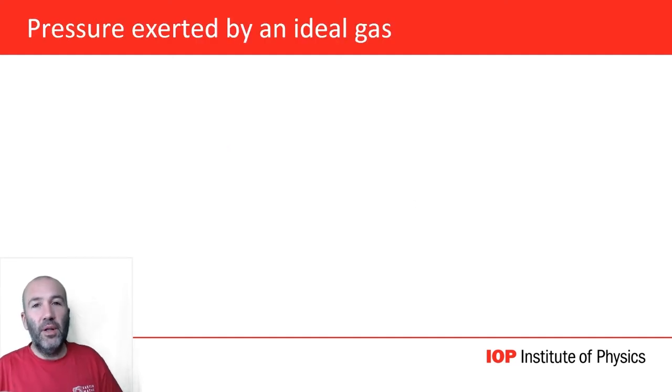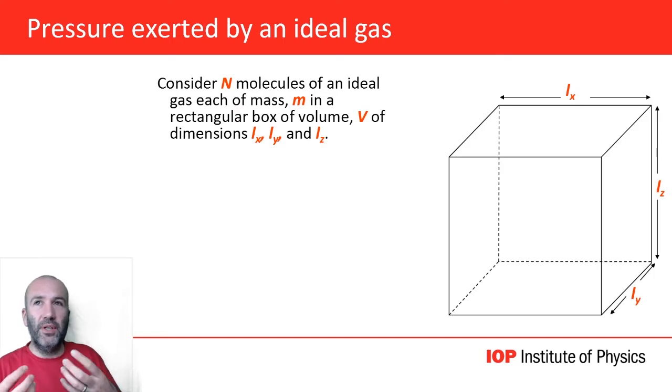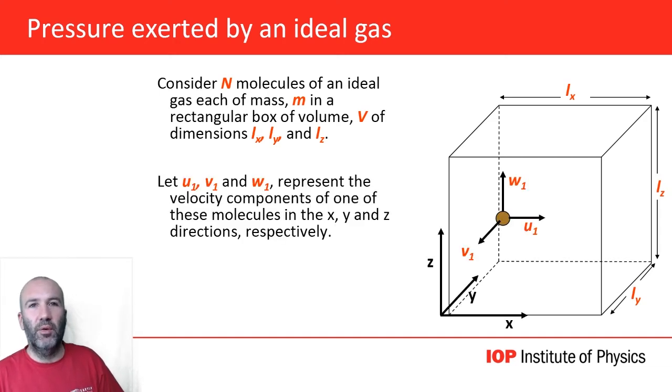Okay, so let's take one of those little molecules and stick it in a box and let it bounce around for a little while and see what happens. So I'm going to take some molecules. I'm going to use the letter n because I'm going to be building up an algebraic expression. I'm going to say that each of those molecules has a mass of m, and I'm going to put them in a volume, V, and that volume has some dimensions. I've chosen here Lx, Ly, and Lz for my x, y, and z direction, respectively.